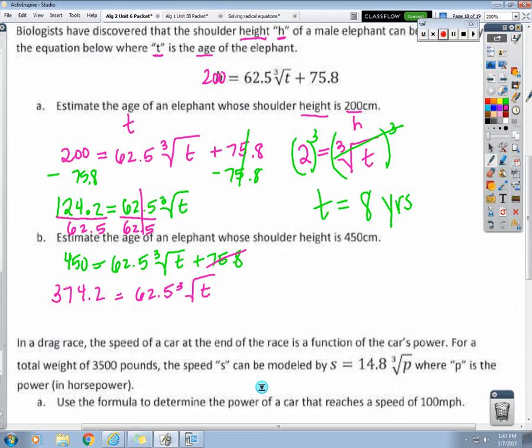Then you would have to divide by 62.5 on both sides. And let me redo it because I don't know that I rounded to the tenths. 374.2 divided by 62.5 is 5.98, so we'll just round it up to 6. Equals the cube root of t. And now cancel it out by cubing it. And so t equals 6 cubed, which is 216 years, but like I said, elephants don't live that long.